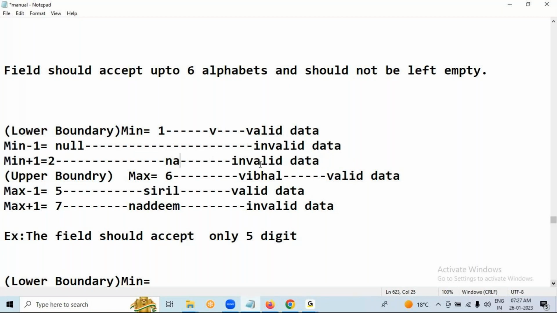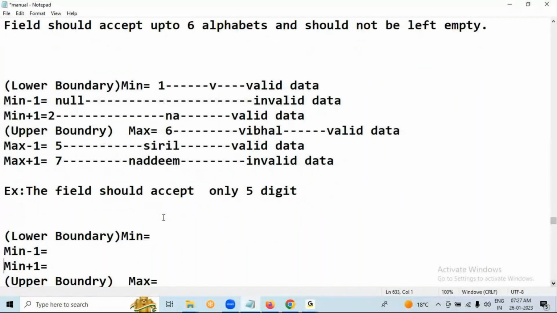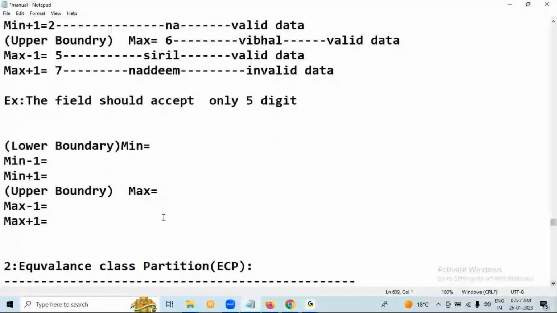Okay. So the below ones are the same thing. Maximum is six only. So five, seven. This is correct. Do you understand? Okay. So that's what I gave you. Why? Because in real time you may find different situations, right? You have to understand. So go through this one even.